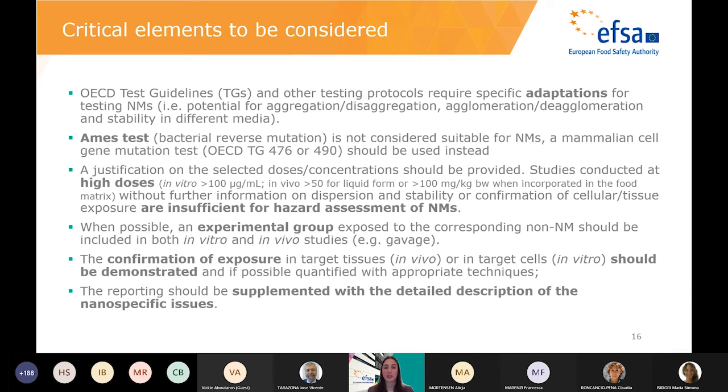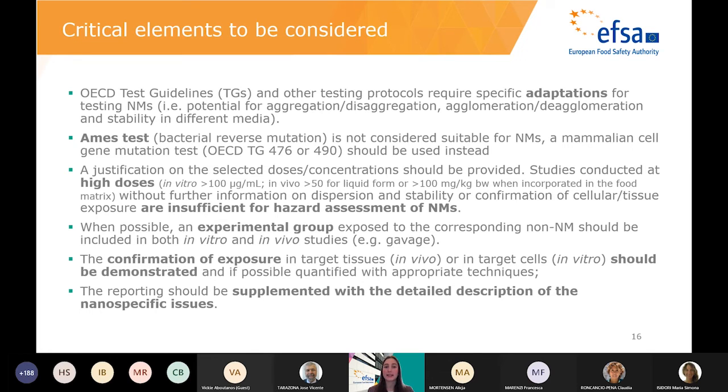Moreover, justification on the selected doses for the in vitro studies and concentrations for the in vivo studies should be provided, and studies conducted at high doses without further information on dispersion and stability or confirmation of cellular or tissue exposure are insufficient for the hazard assessment of nanomaterials.